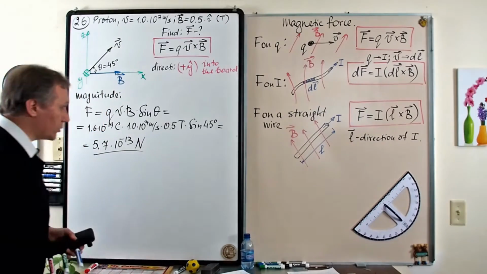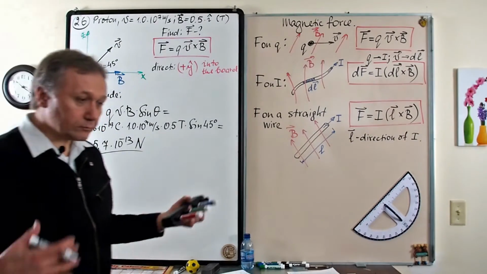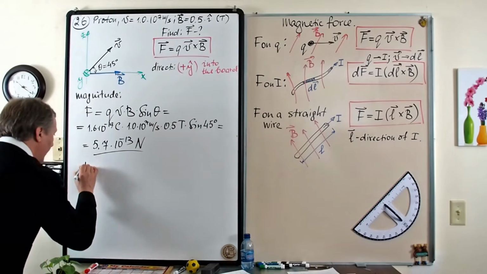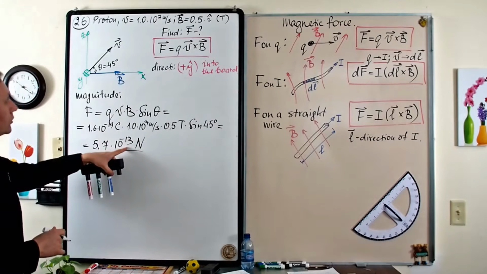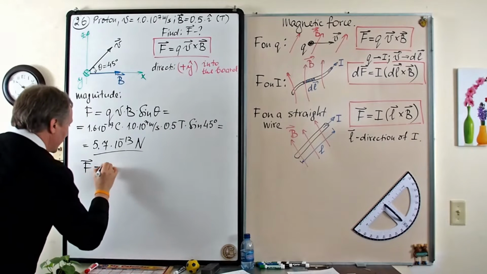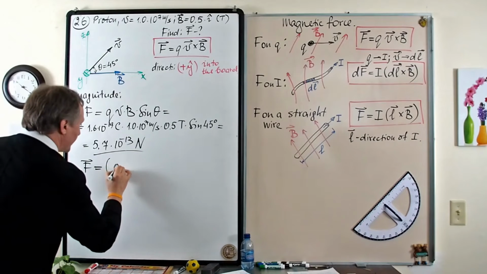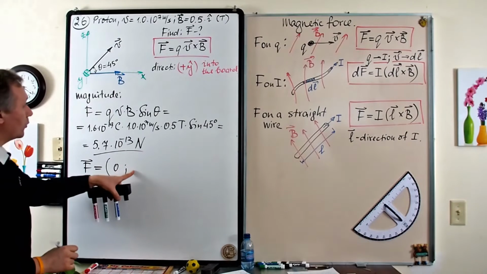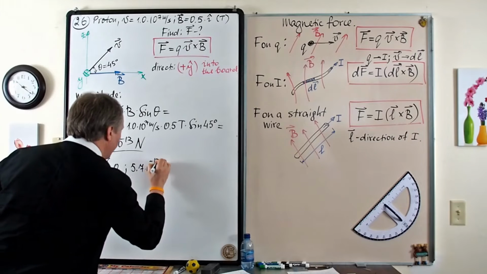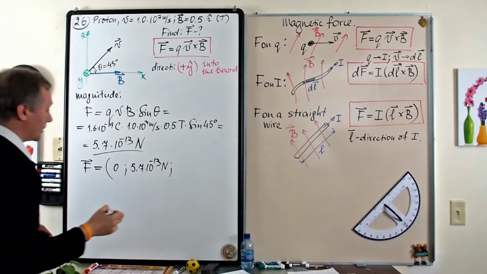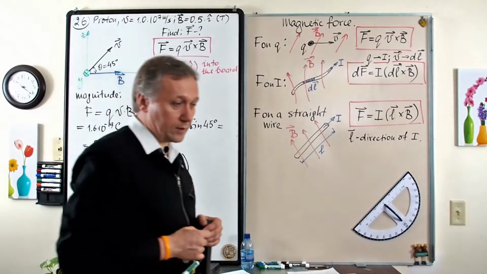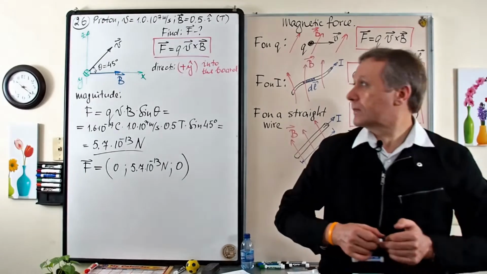Okay, the problem asks to write this force in component form. So let's write F. We know the magnitude and it's all in the positive Y direction. So if I write components in this form, the X component will be 0, then the Y component is 5.7 times 10 to the power of minus 13 newtons, and the Z component will be 0 because our force is purely in the Y direction, into the board.